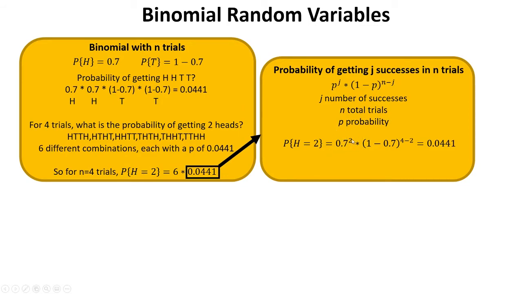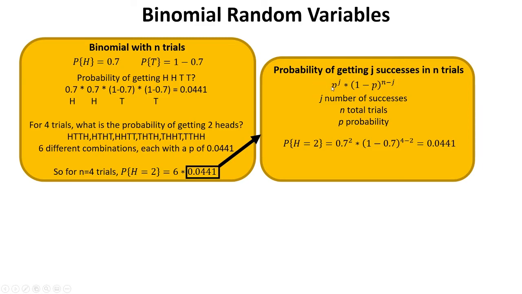So it's going to be 0.7 squared, which is these 2. And then we need to get at least 2 tails, which is going to be 4 minus 2, so that's 2, and then 1 minus 0.7, which is 0.3. So that's what we have here. And that's going to come out to 0.0441. And so you can see how this would work for wanting to get any number of heads, right?